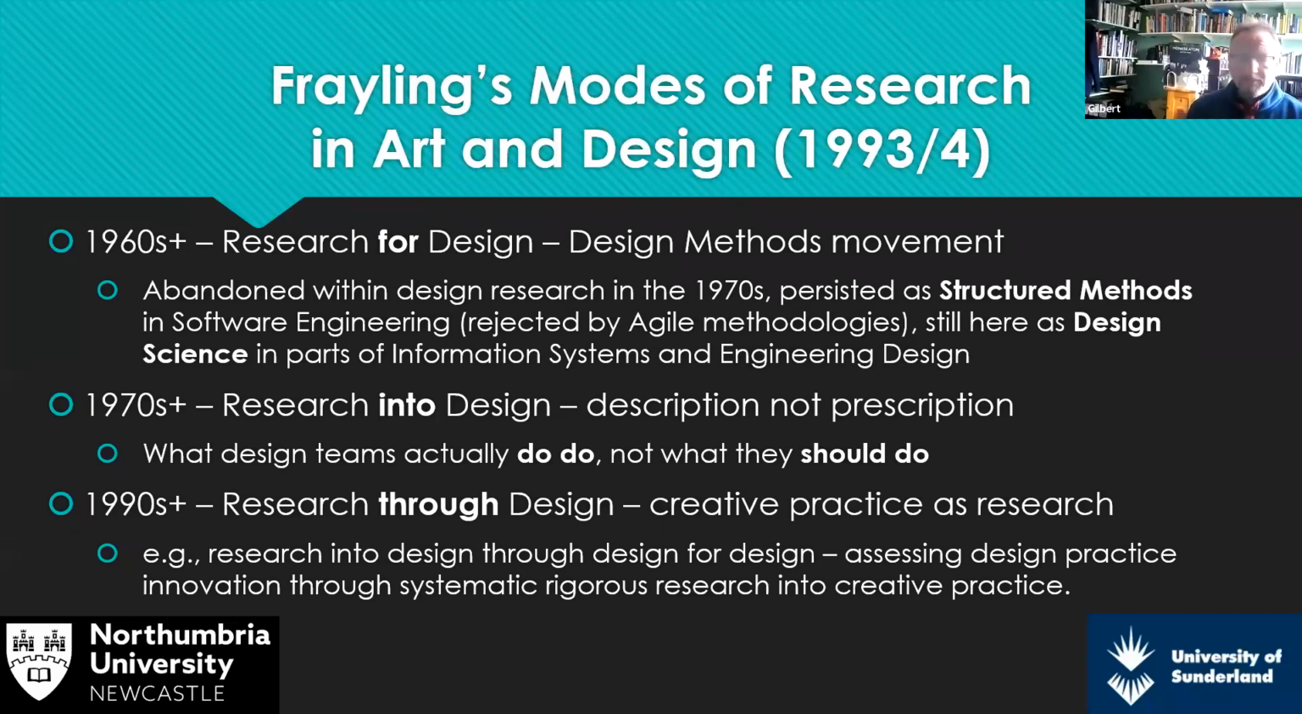A standard reference for research and design is from Chris Frayling when he was rector of the RCA. Drawing on Herbert Read's work in art education around the Second World War, he contrasted research for design, which wasn't in Read's classification. This starts with the design methods movement, and what's very interesting about the design community is that this was quickly abandoned. It then lived on as structured methods of software engineering until Agile rejected that, but it won't die. It's now design science and part of information systems and engineering design. And research for design within creative design has long since moved on, but it was the hardest area for Chris Frayling to understand as a historian originally.